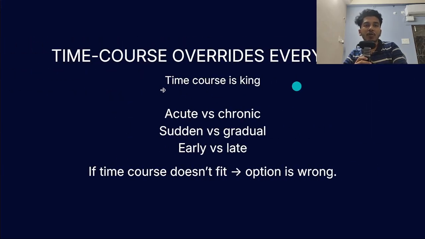Time course overrides everything. Time course is the king. You need to understand if the condition is acute versus chronic. Did it happen suddenly versus gradually? Is the presentation early or late? If the time course doesn't fit, the option is wrong.